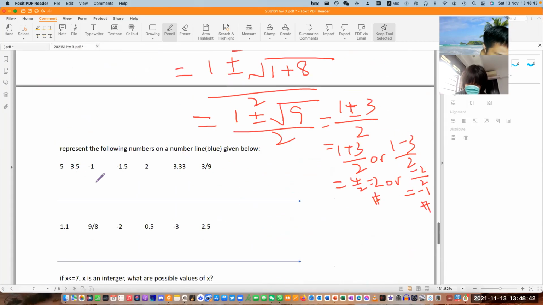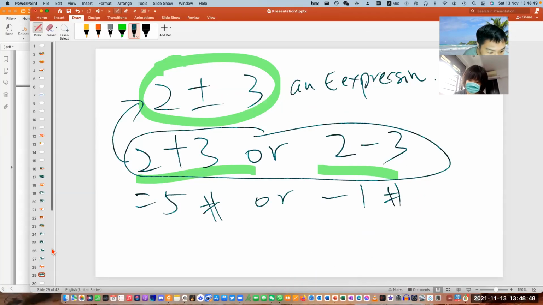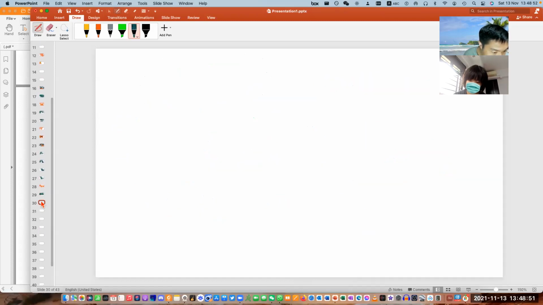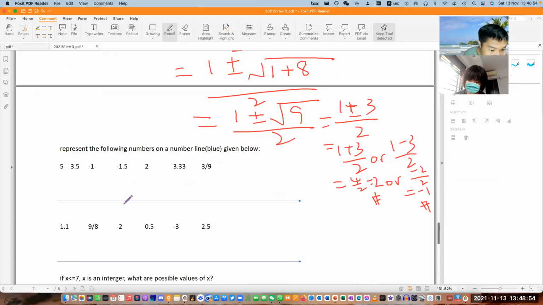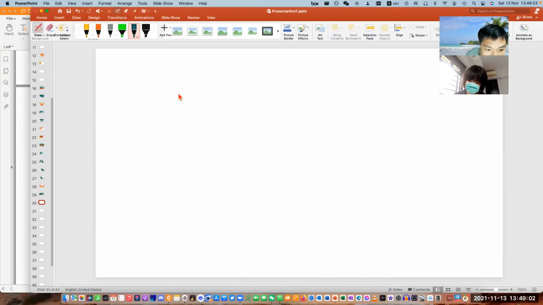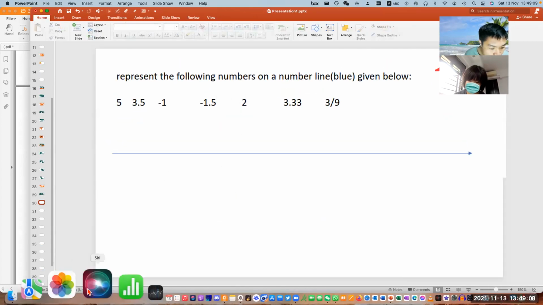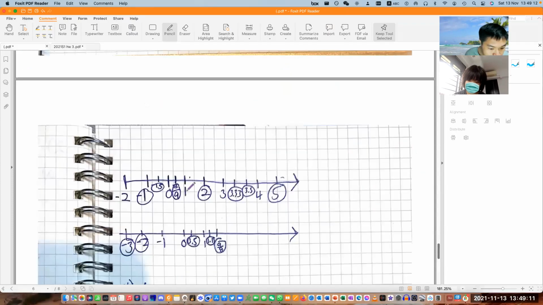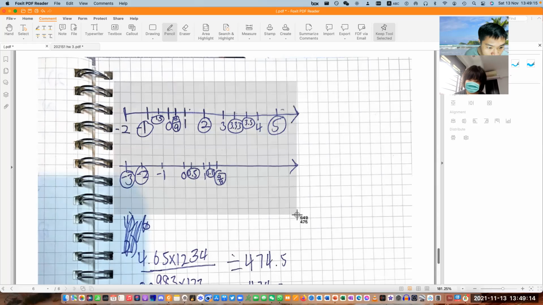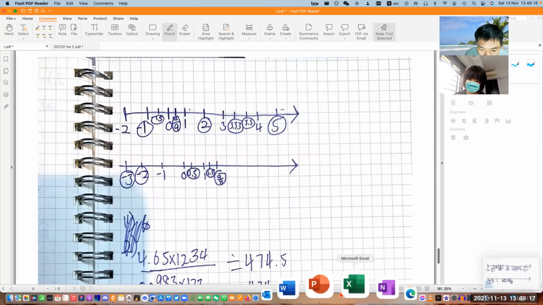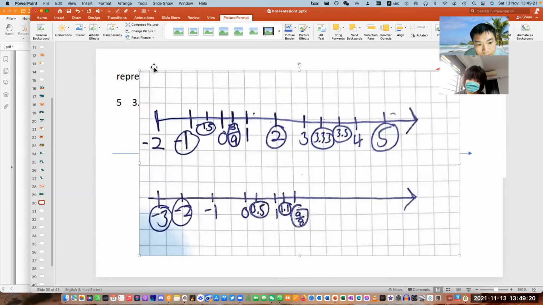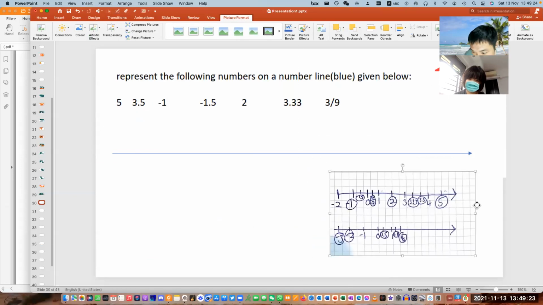Okay, number line, very simple. So let me get your answer out. Let me do it here. So this is the question, and let me get your answer. Put your answer side by side so we can compare. By the way, this question should be quite easy lah.